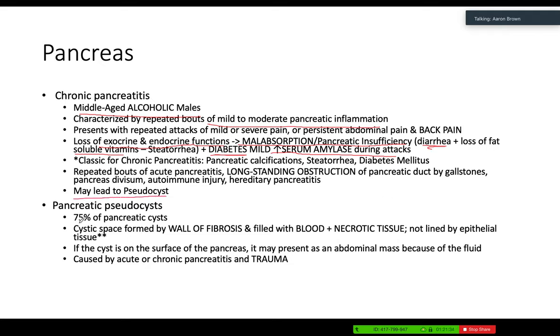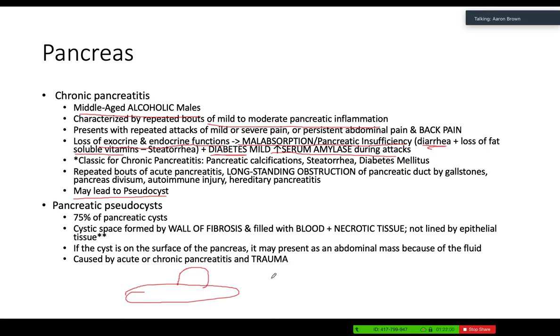What is a pseudocyst? They love asking about pseudocysts. I'm not particularly sure why, because I haven't seen a ton of them in my experience. Maybe your experience was different, but essentially, when you have repeated bouts of acute inflammation, here's our pancreas. When you have a repeated bout, some part of the pancreas can end up leaving a bunch of inflammatory material, forming a pseudocyst.